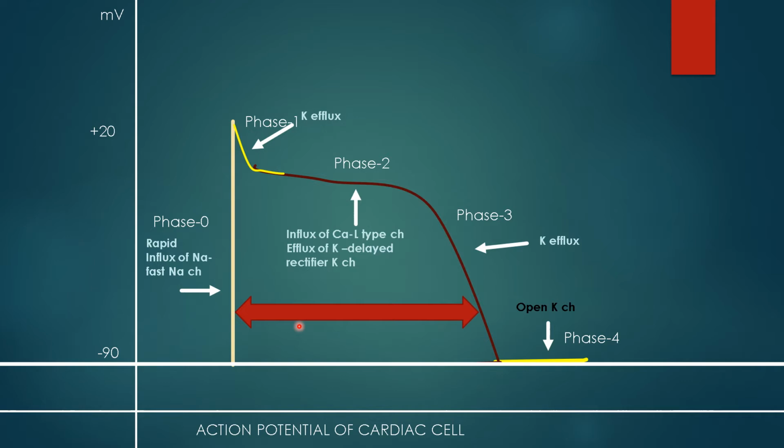We should know about one more thing, and that is the effective refractory period, which is divided into two parts. In the absolute refractory period, remember that no amount of impulse can stimulate the cardiac cell. But in the relative refractory period, if the impulse is strong enough, the cell can be stimulated.